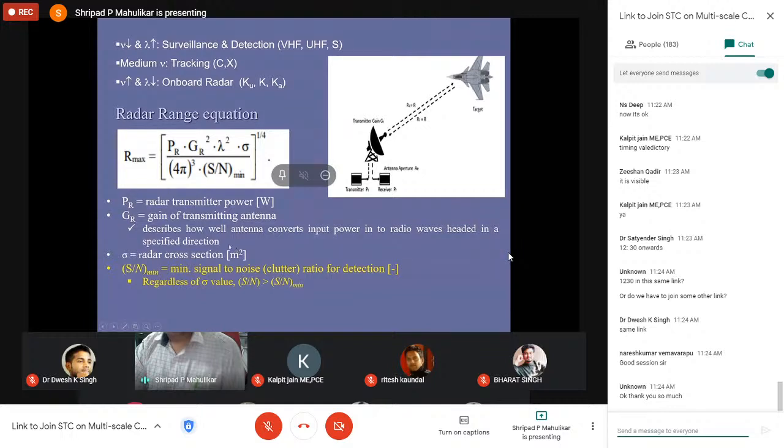Now from this radar range equation, where Rmax is the radar range, it is seen that the range of a radar is proportional to the 1/4 power of the RCS, radar cross section, which would mean that if the radar range has to be reduced by half, then RCS has to be reduced by, I think, 2 raised to 4, maybe 16 times, 1/16. So to achieve a 50% reduction in the radar range, the RCS has to be reduced by 16 times, 1/16 times.